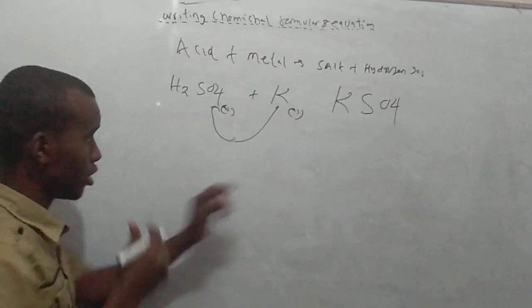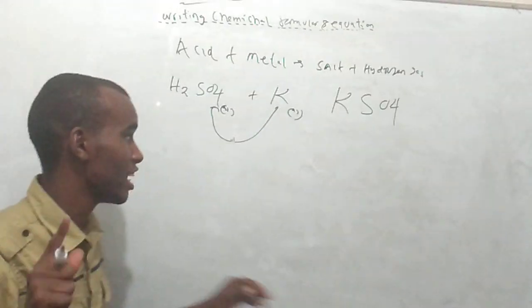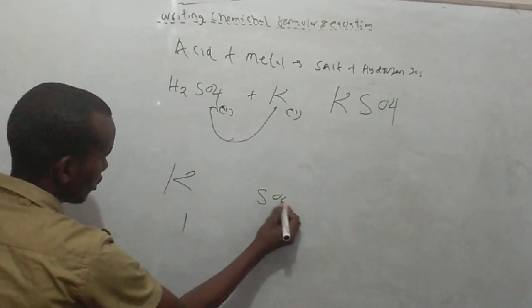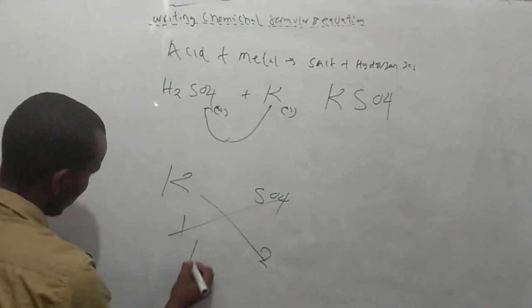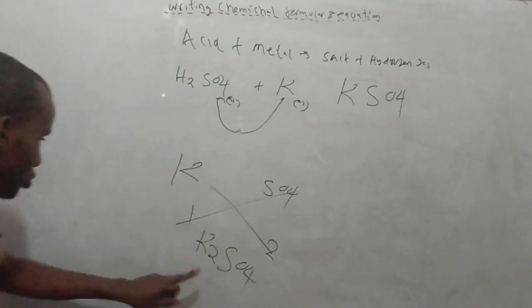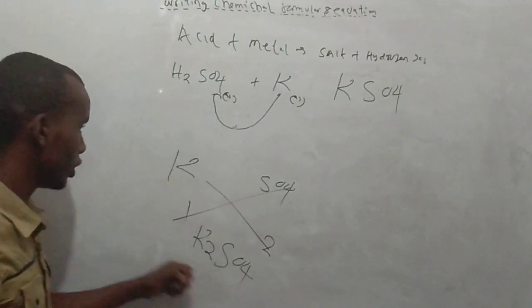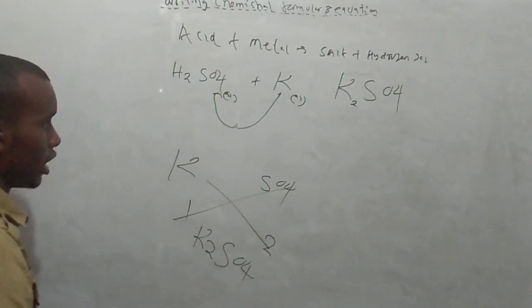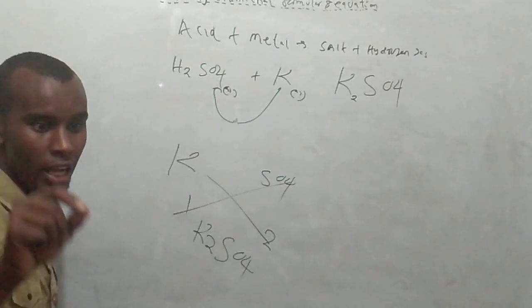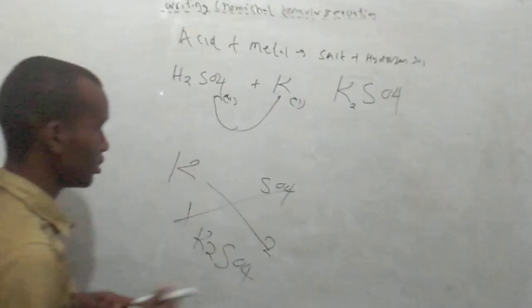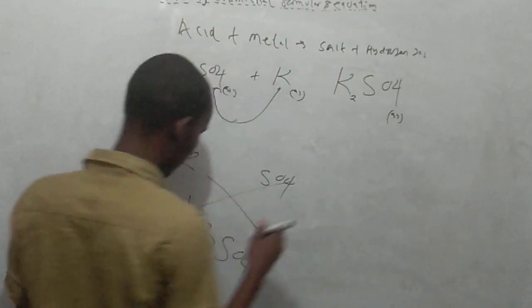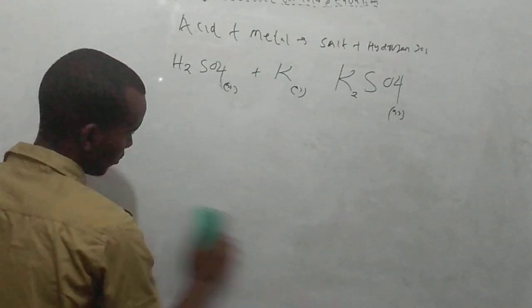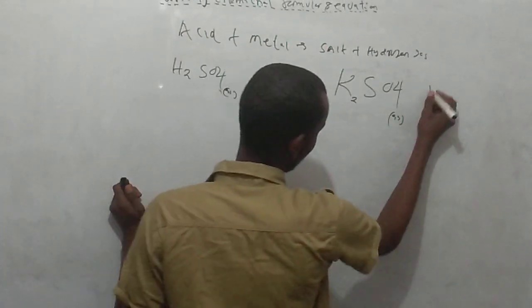But remember, the valency of potassium is 1 and sulfate is 2. So it means potassium valence is 1, sulfate is 2. If they exchange, potassium will end up with 2. So K2SO4, that means you have right here K2SO4, potassium sulfate. And you have to know that all salts of sodium, potassium, and ammonia are soluble. It means here we have aqueous. So this potassium sulfate aqueous plus hydrogen gas.